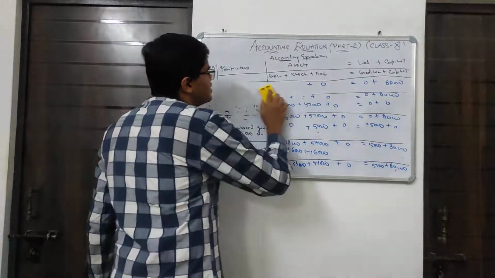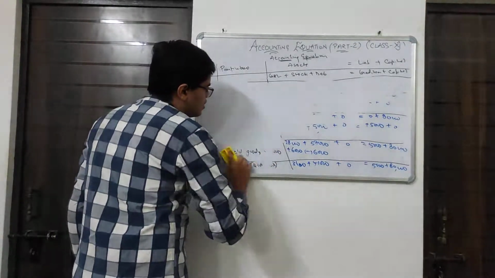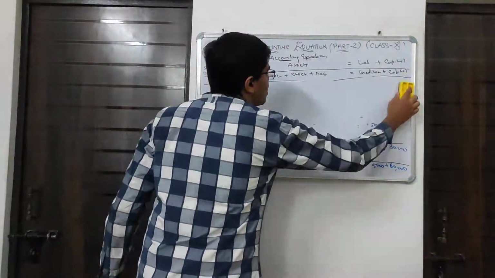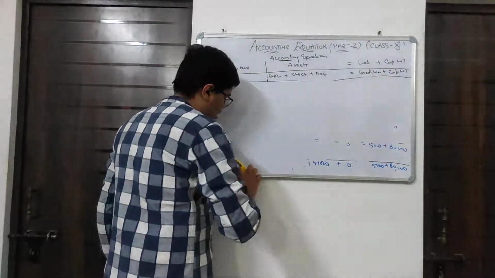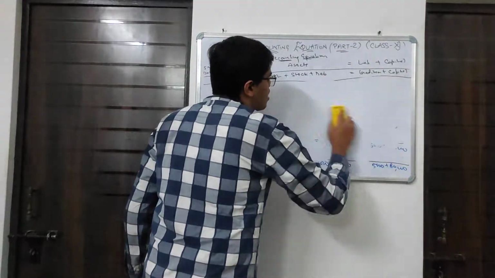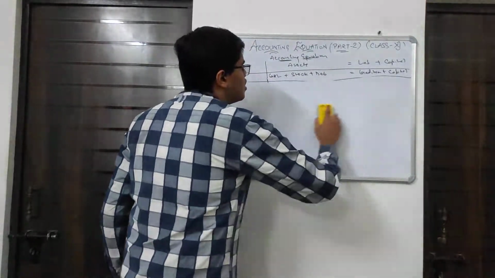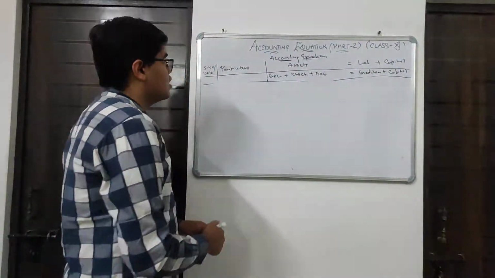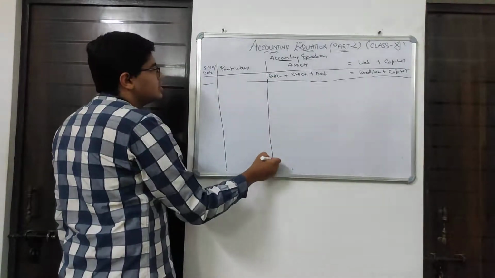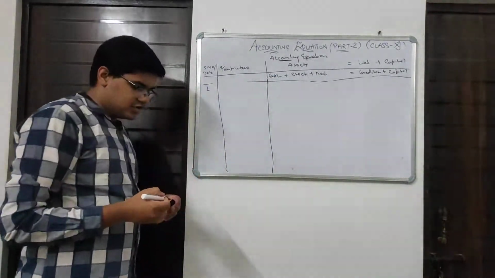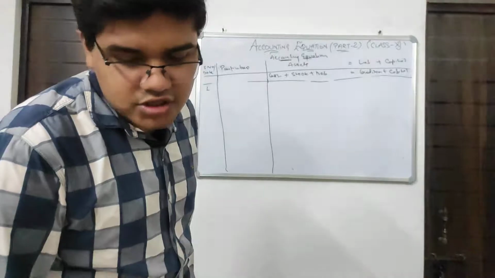The next illustration is very simple and very short, so we can quickly complete it. Again you have to follow the same format, particulars. Now our first illustration states that started business with cash 1 lakh.